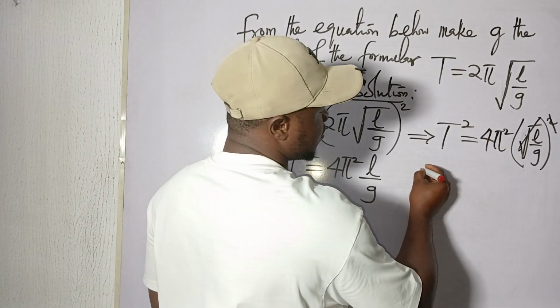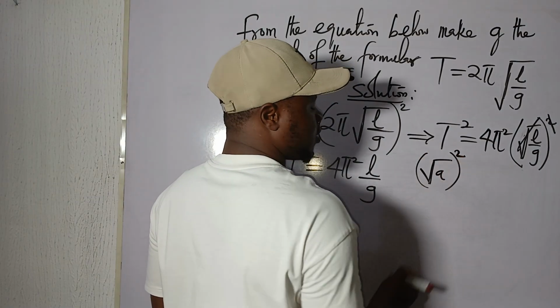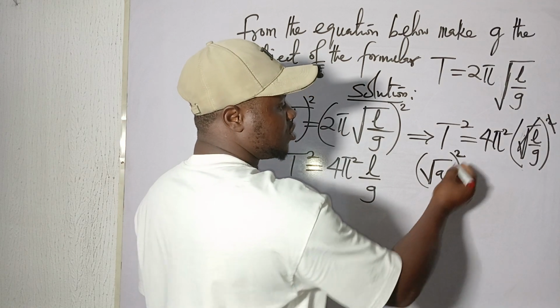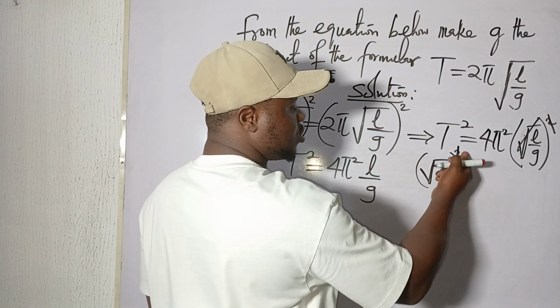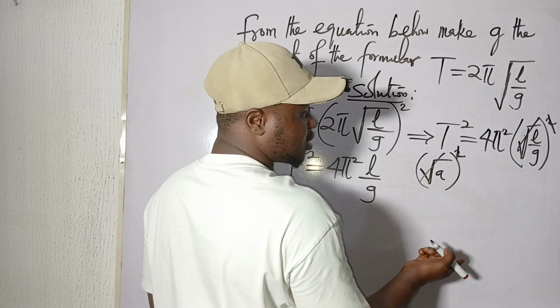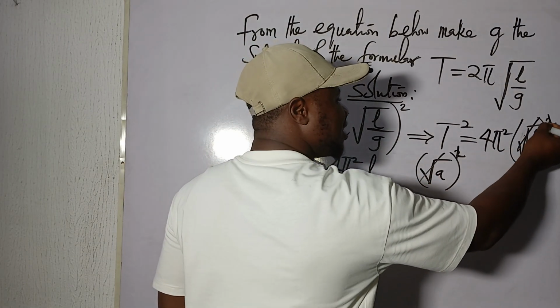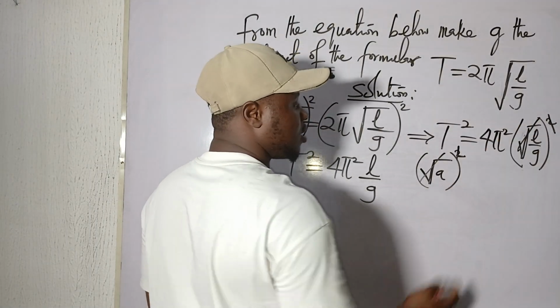In mathematics, whenever you are given something like A, all squared, because this A is containing a square root, the square can cancel the square root to give us A. That is what I did here. So L over G is containing the square root, so the square can cancel the square root. We are left with L over G.